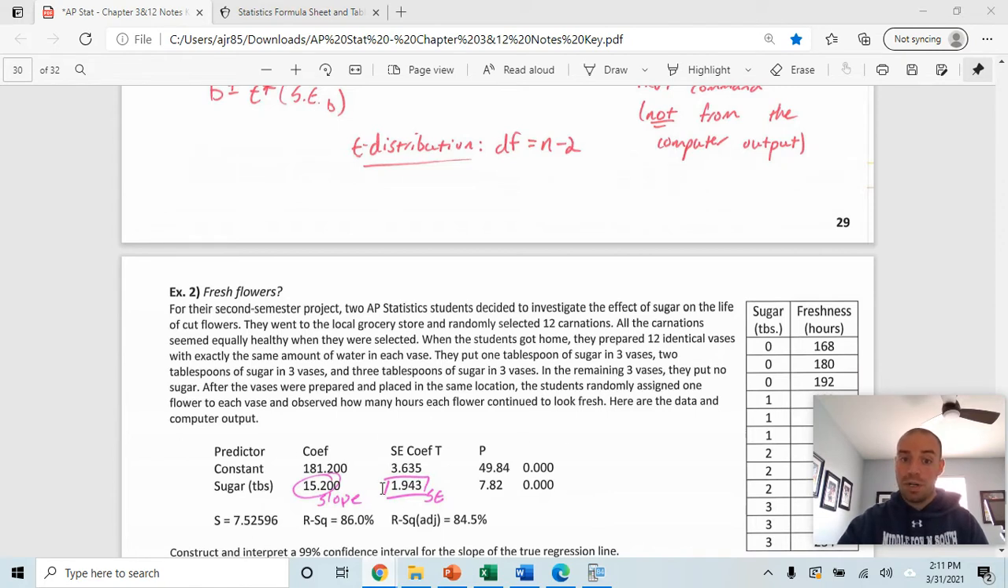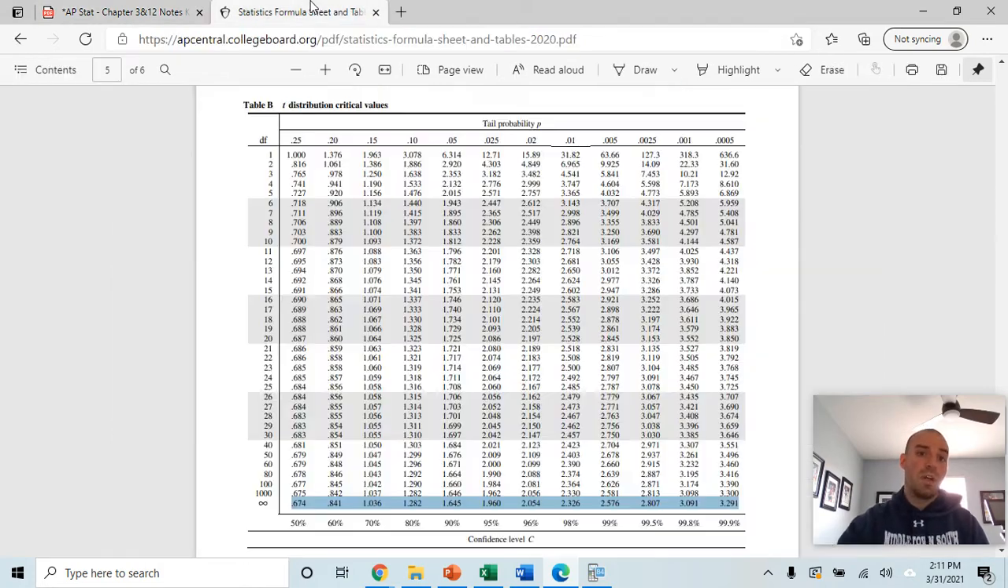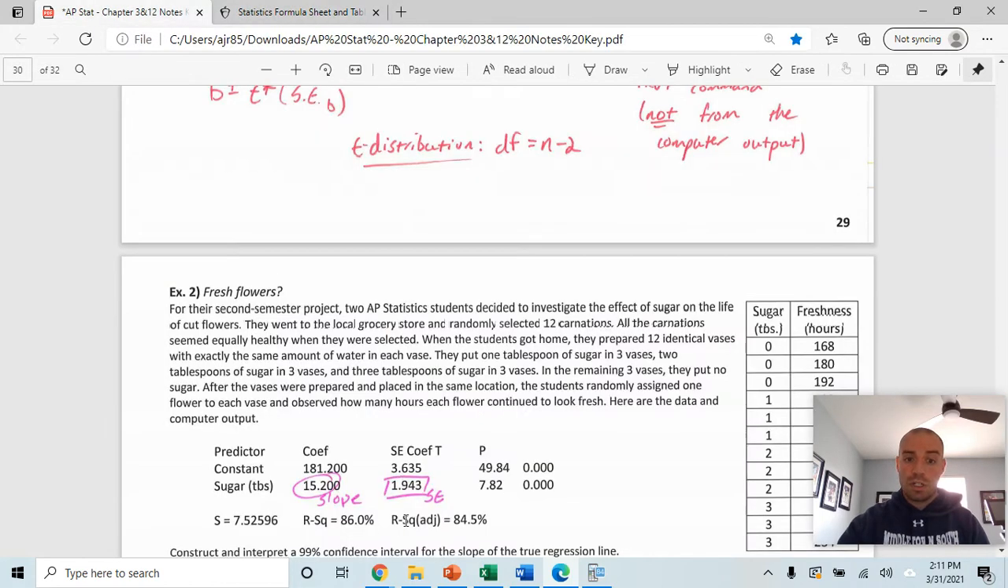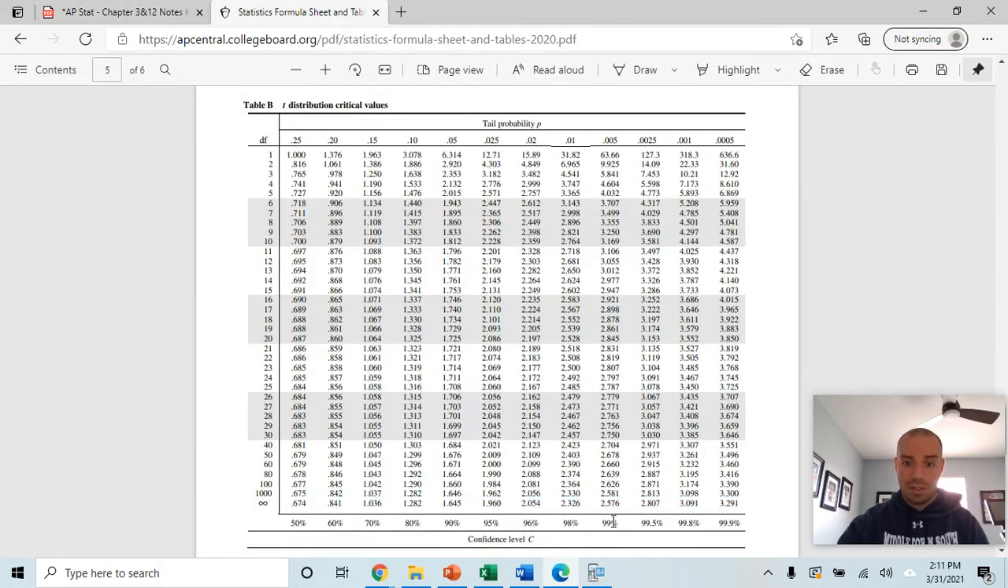So the stuff that we were ignoring before is now coming into play. And the standard error for the slope is right next to the slope at 1.943. So now we have the slope and now we have the standard error. We need to find our t critical value. So if we look here, it says they randomly selected 12 carnations. So my degrees of freedom is going to be 12 minus 2, which is 10. So to get that t critical value, we're going to go to our table B, t distribution. We're constructing a 99% confidence interval. So we're going to be in this column in here.